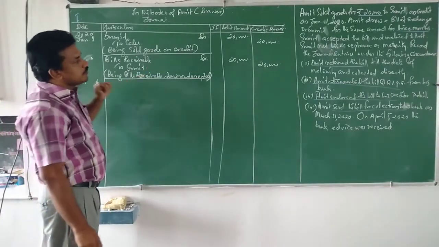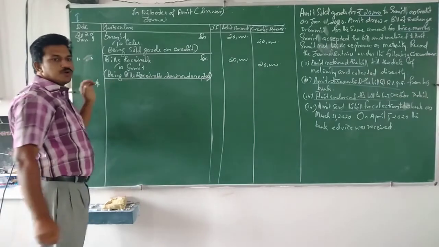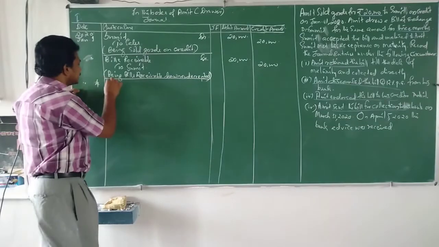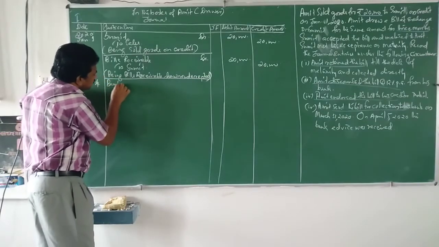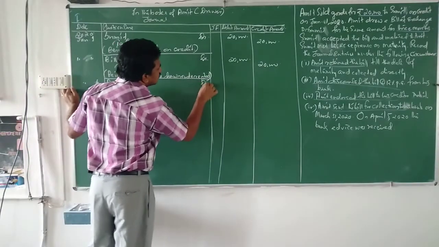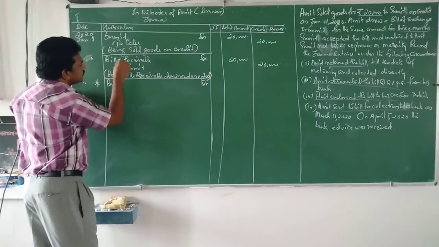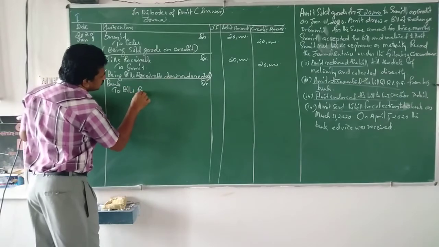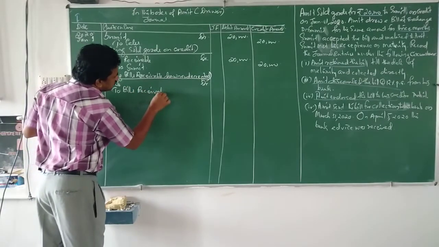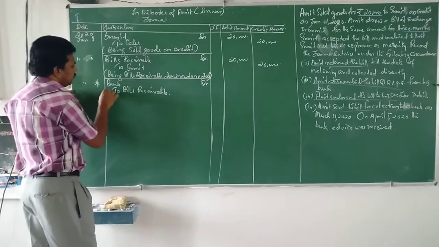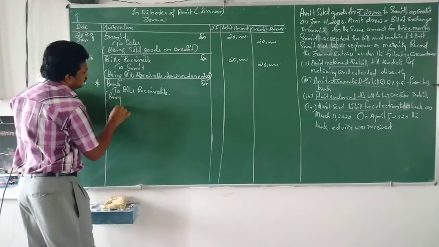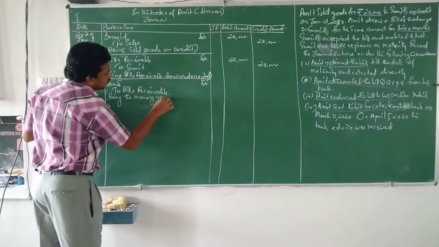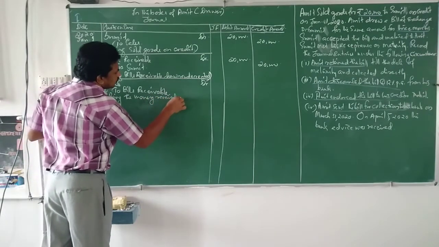Okay, so on April 4 we will write maturity, that means the bill is received, money is received. We will write bank debtor to bills receivable, this will be cancelled, the bill will be cancelled, being the money received on maturity.